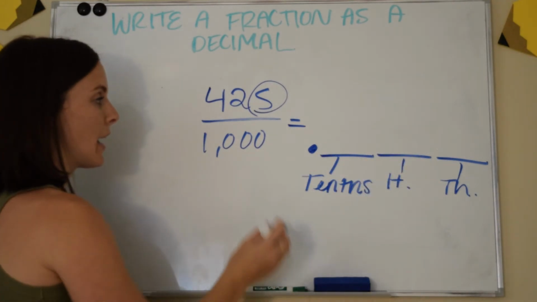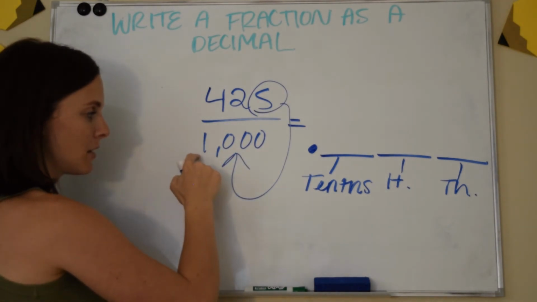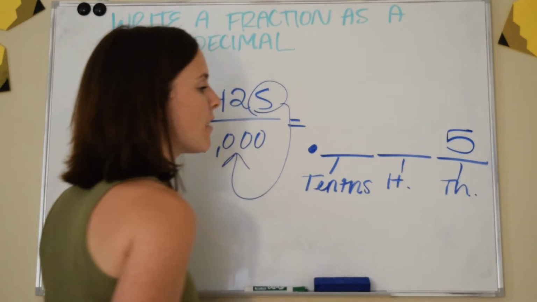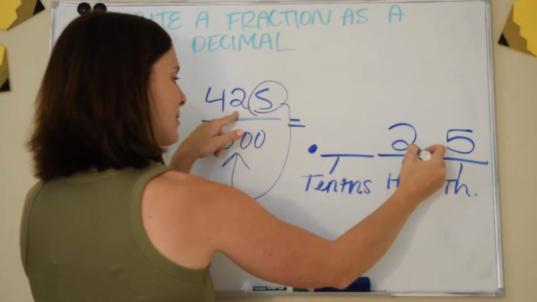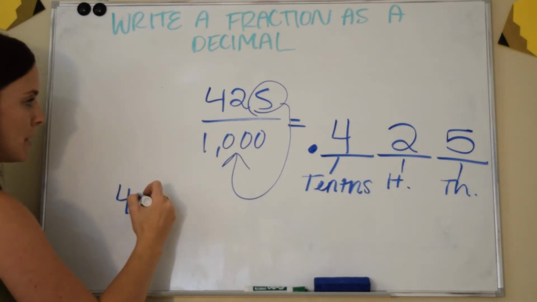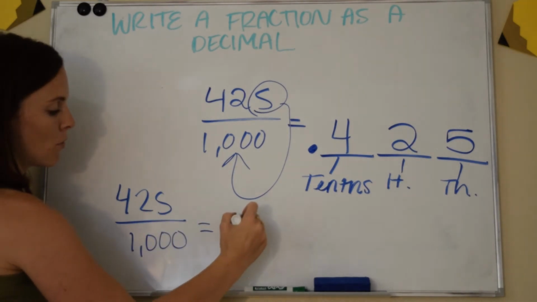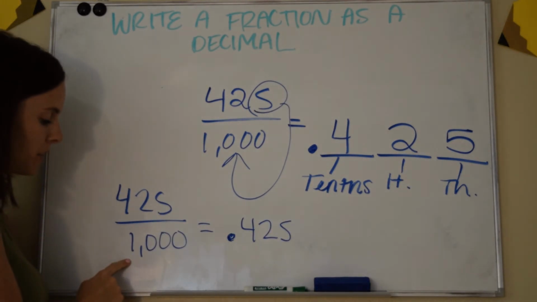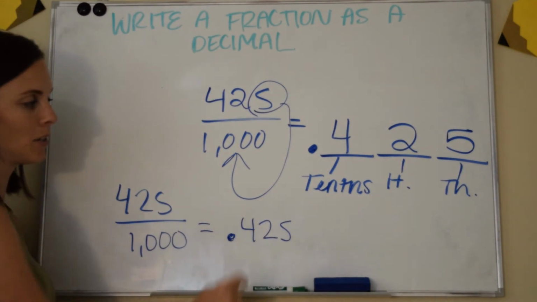Where does it go? Which parking spot does it get? It always gets the one that's indicated on the bottom. The thousandths place, because the number is 1,000. So 5 in the thousandths place is right here. So this has to be the 5. And then you fill in what's left. This car, or this 2, is going to go in the next parking spot. And this 4 has to go in the next parking spot. So if I rewrote this, I'm going to say that 425 over 1,000 is the same thing as a decimal 425. Because if I read this, this is 425 thousandths, because that 5 is landing in the thousandths place.